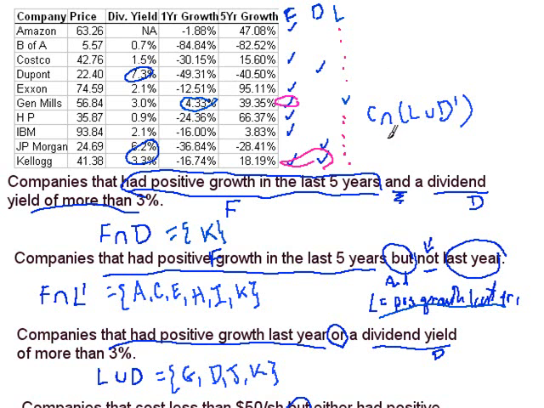Since C was the companies that cost less than $50 a share, let's label the C out here where the price is. It's easier for me to see it. There's a 50, less than 50, less than 50, less than 50. There's another less than 50, and the last two here are also less than 50.